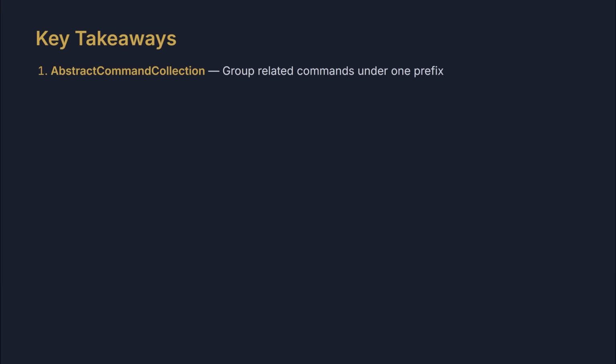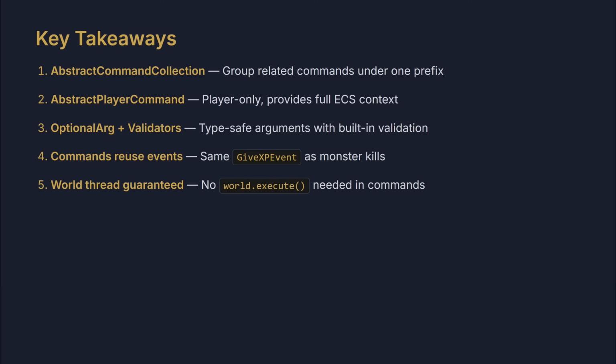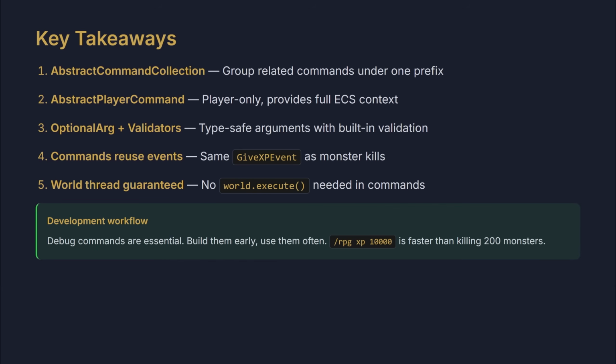So we use abstract command collection to group related commands under one prefix. We use abstract player command to use player-only commands, and it provides the full ECS context. We use optional logs and validators to use type-safe arguments with built-in validation. And commands reuse events. We use the same givexp event in our XP command as monster kills. And the world fed is guaranteed. We don't need world execute in our commands. And debug commands are very essential. Build them early, use them often, because it's easier than killing 200 monsters, for example.